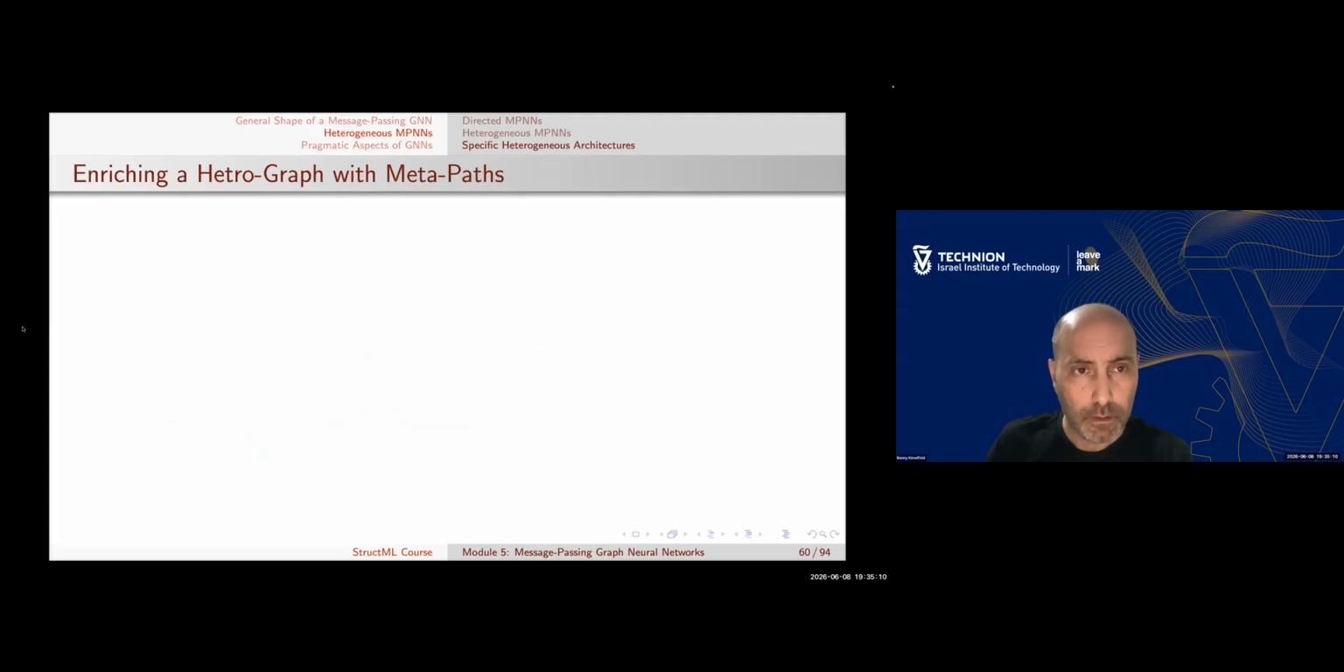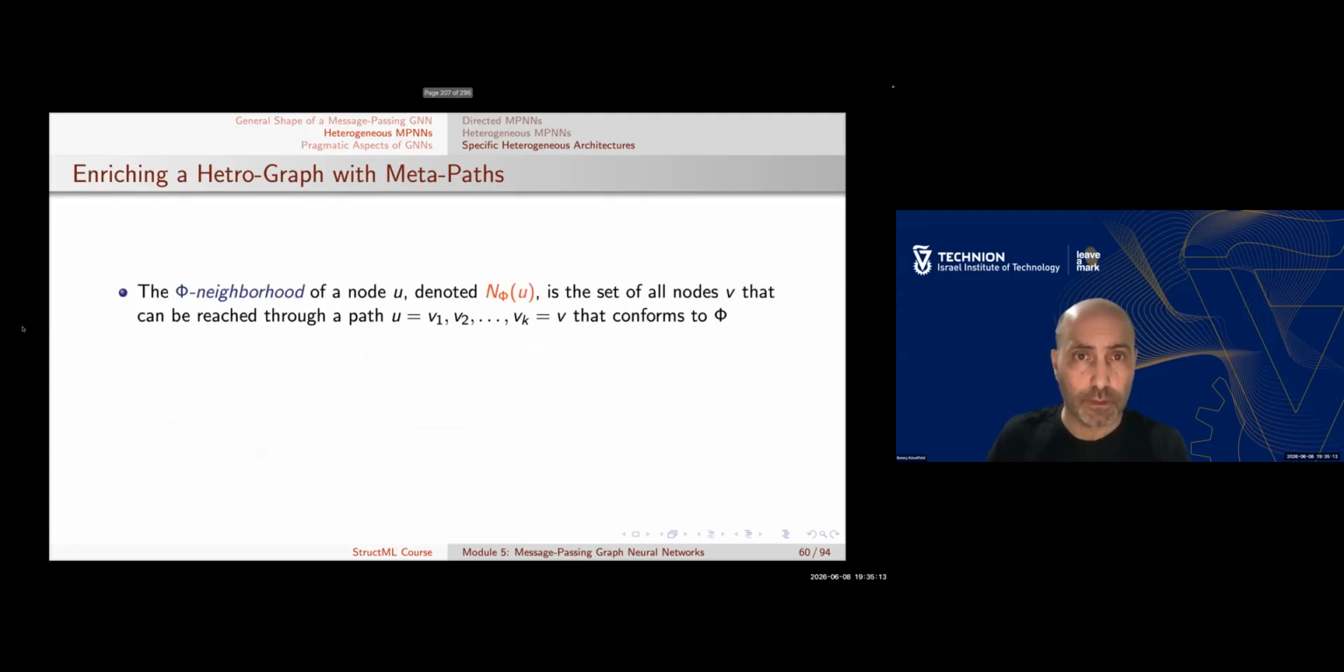Now how do we enrich a heterograph with metapaths? Basically, instead of looking at neighbors with respect to some tau prime, we look at neighbors with respect to phi, which is a metapath. This is a natural extension of the labels, this L, the bidirectional arrow. And N phi of u is the set of all nodes v that can be reached from u through a path that conforms to phi.